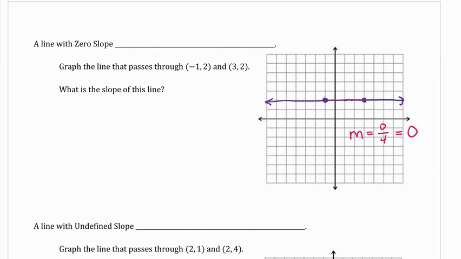Okay, to see this with the formula, if we do our m equals y2 minus y1 over x2 minus x1, and we plug in our points, we can label them again.